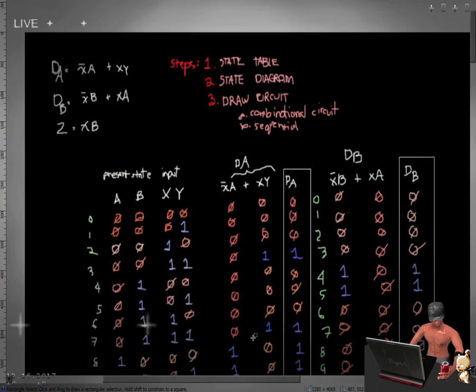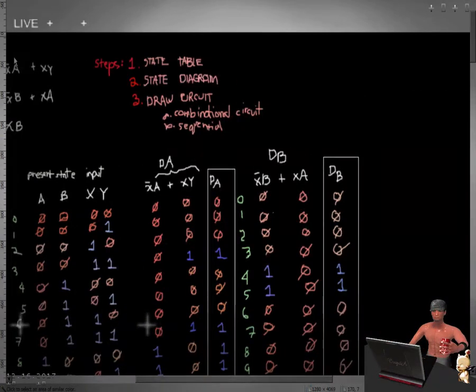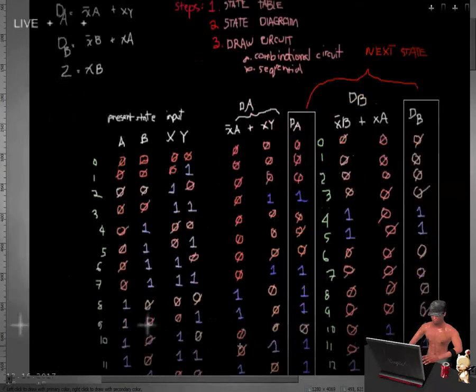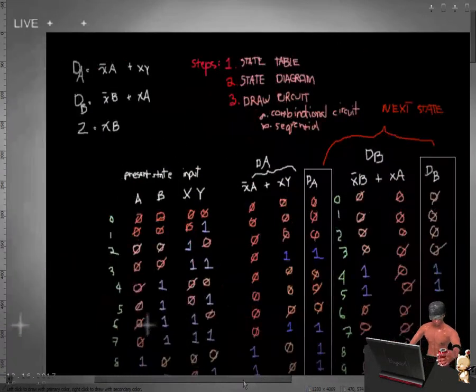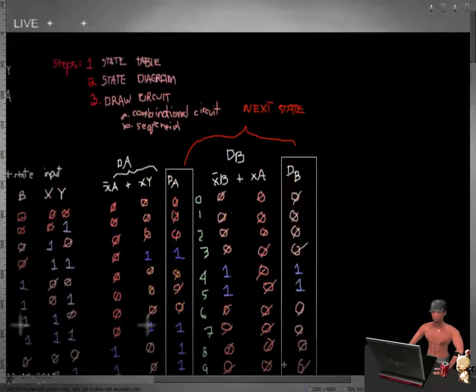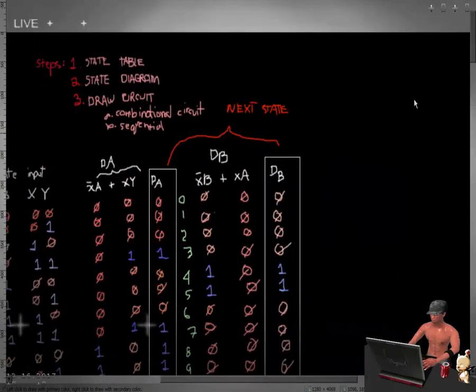Okay, so we have to basically, these 2 guys right here are your next state, guys. Think of it as your next state. So that's your next state. Now the thing is, before I can even get to the diagram, we need an output. We need Y. So let's do Y real quick.